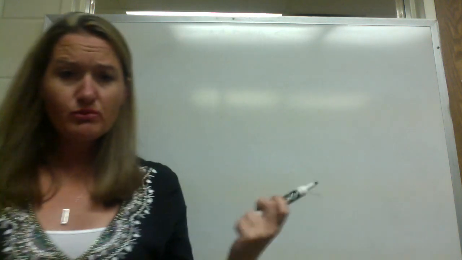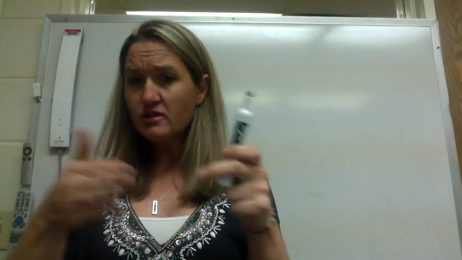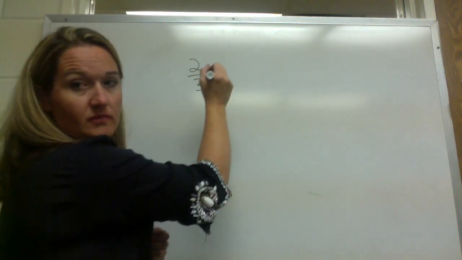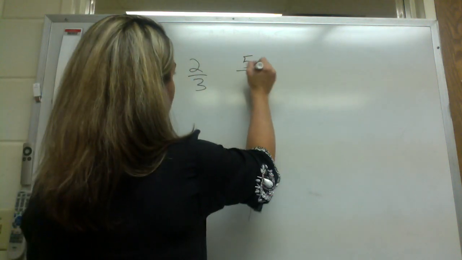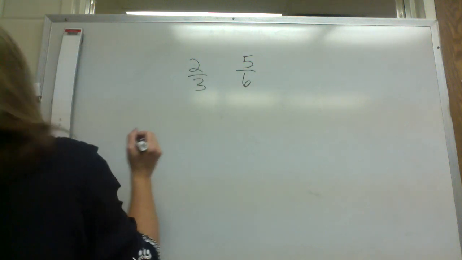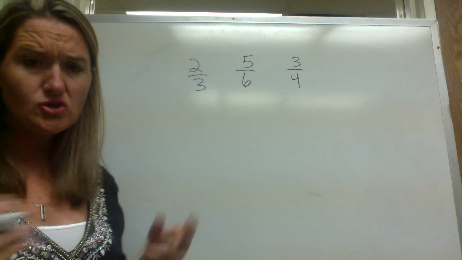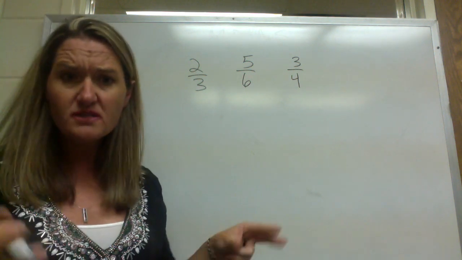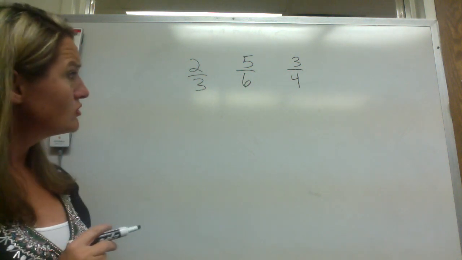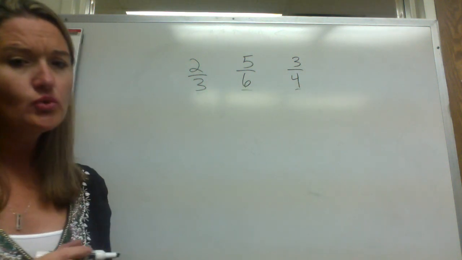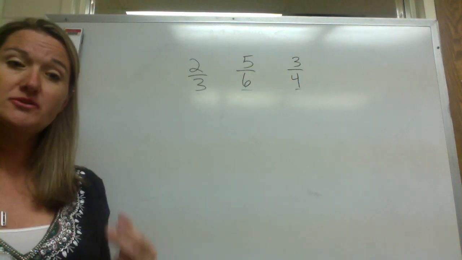Instead of comparing 2, we've got 3 that we're just going to arrange in order, sometimes 4. So let's see, we've got 2/3, 5/6, and 3/4. All right, so again, all different denominators, different size pieces, so we're looking at the denominators, 3, 6, and 4. So we have to come up with the least common denominator.